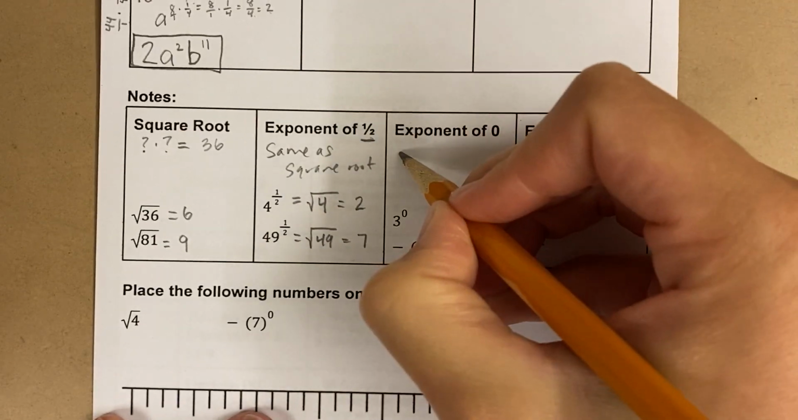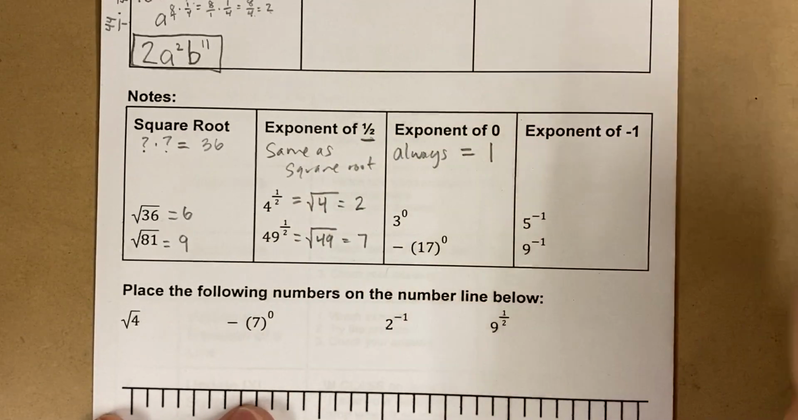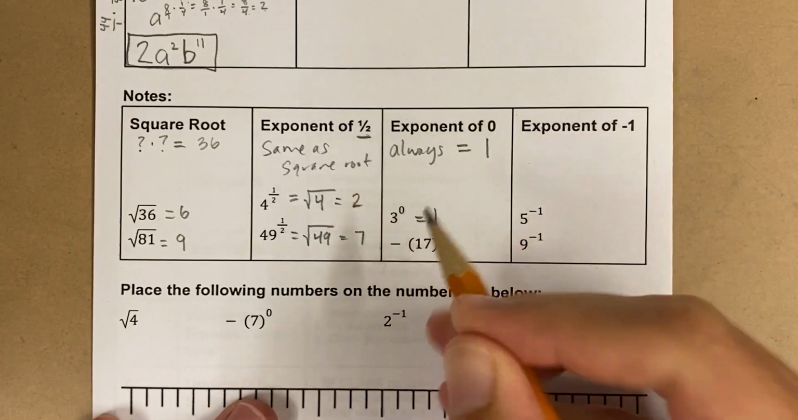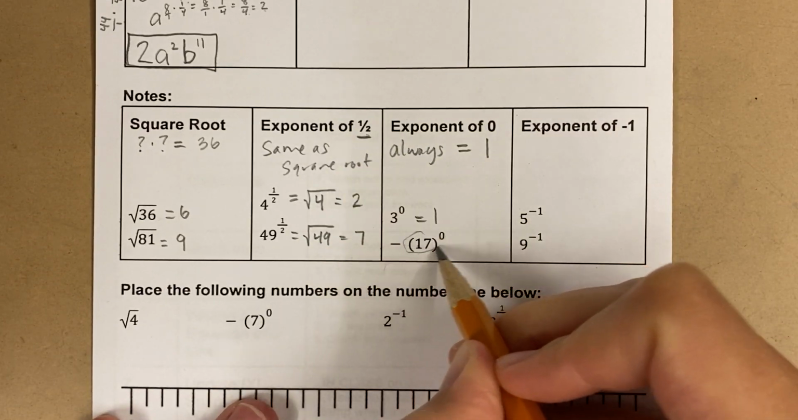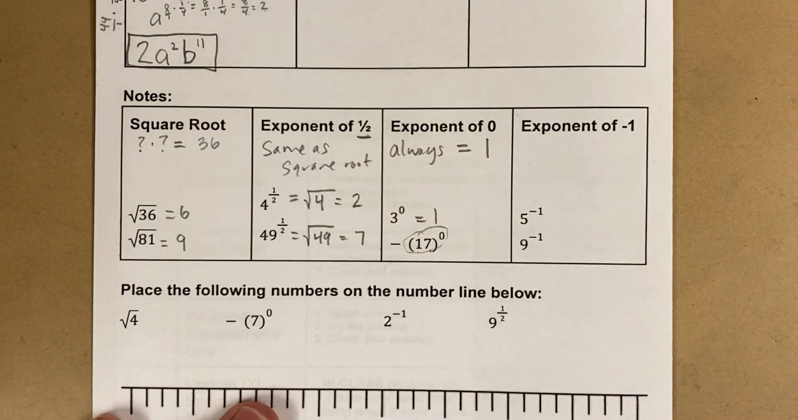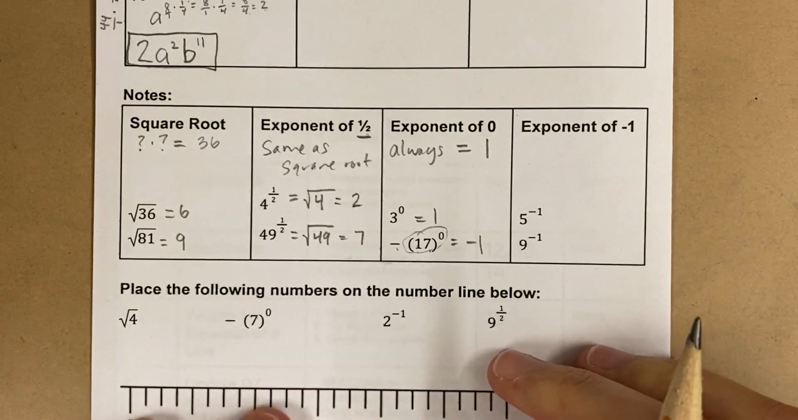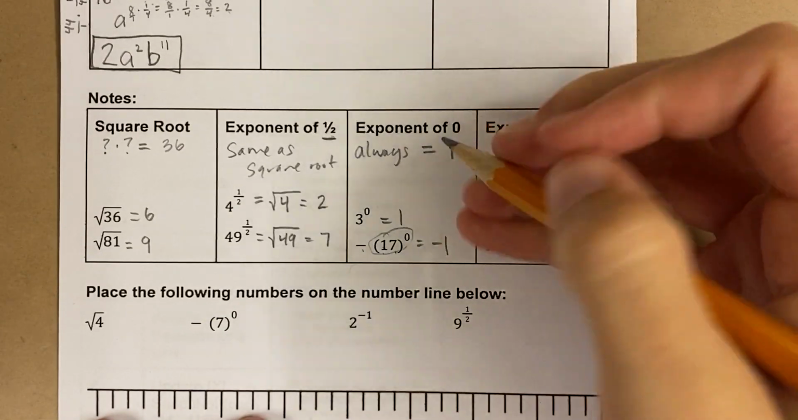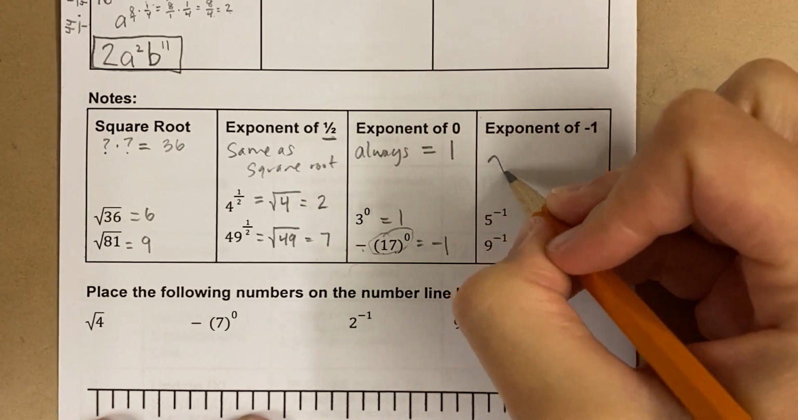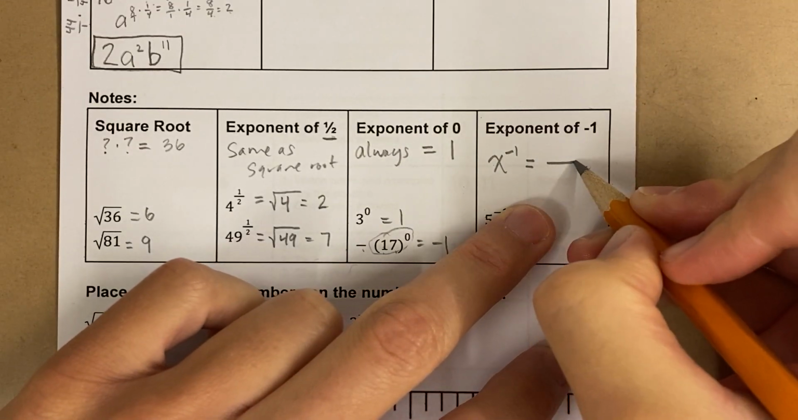An exponent of 0 always equals 1. Always, always. 3 to the 0 power, that's 1. Now look, here, this is 17 to the 0 power, that's 1. But then there's this negative sign. That's -1. Now, an exponent of -1. Let's say I have x to the -1. What does that mean? That means it's on the bottom of the fraction.